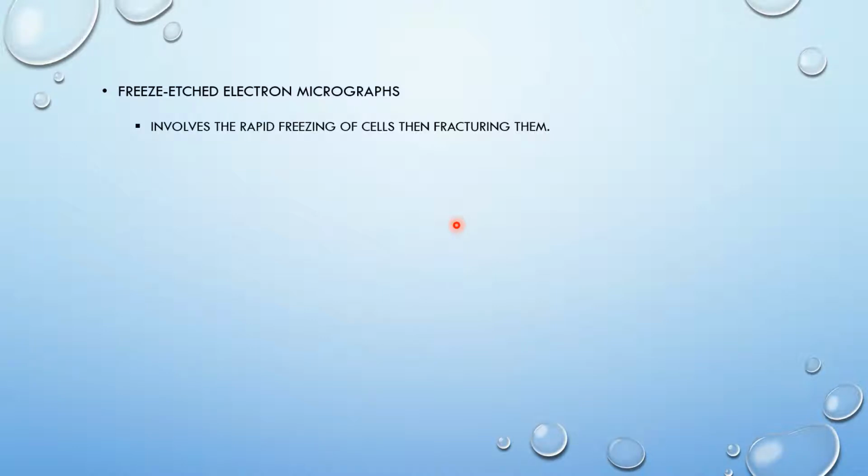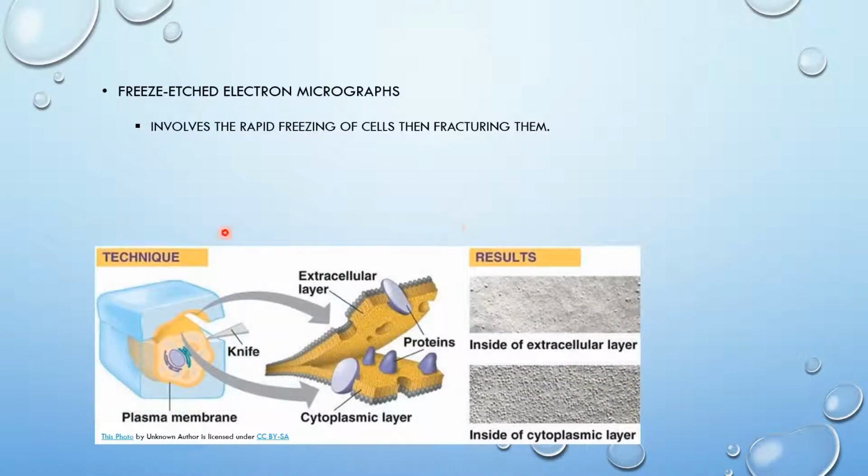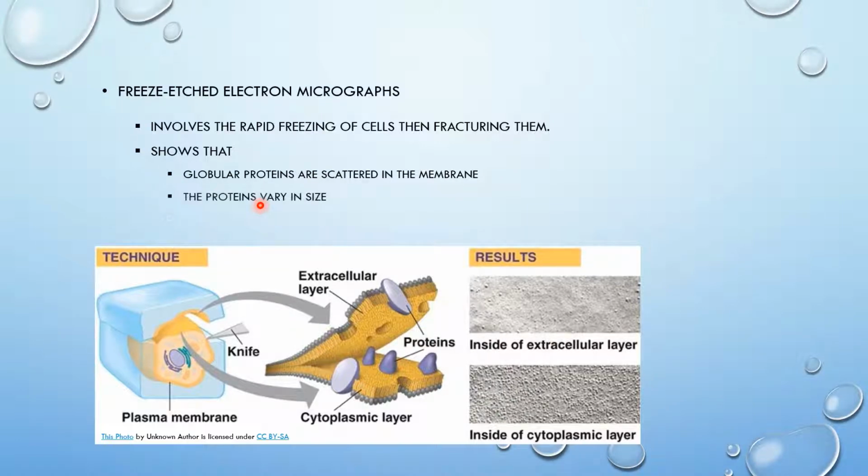Freeze-etched electron micrographs involve the rapid freezing of cells, then fracturing them. So they rapidly freeze a cell, fracture it, and it results in something looking like this. I know this looks pretty disgusting, but all these bumpy things are proteins. Freeze-etched electron micrographs showed that globular proteins are scattered in the membrane, the proteins vary in size, and the proteins don't make a continuous layer like the Davson-Danielli model suggested.